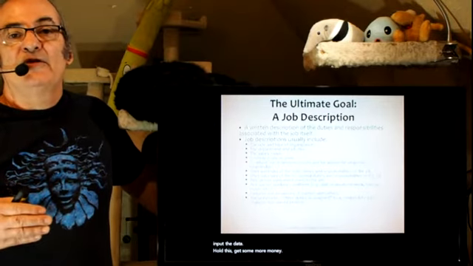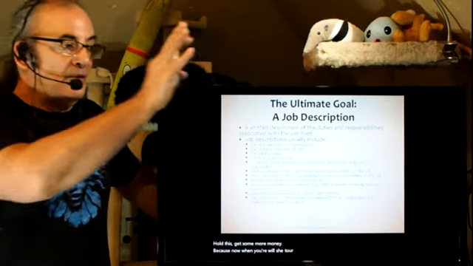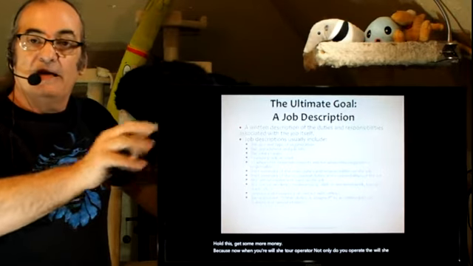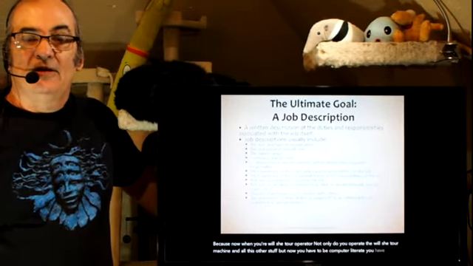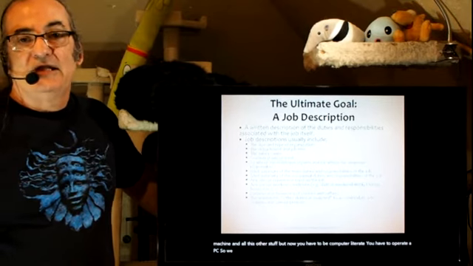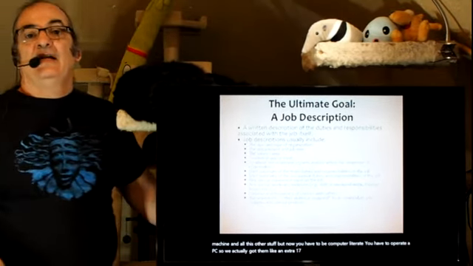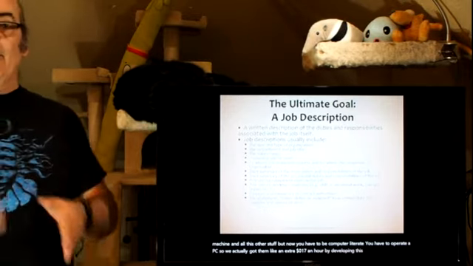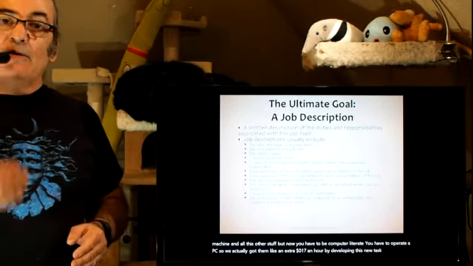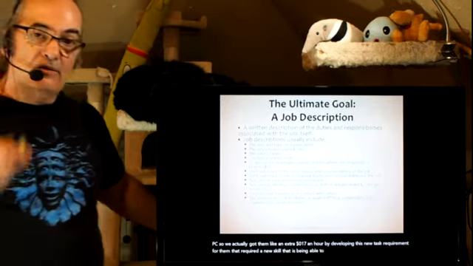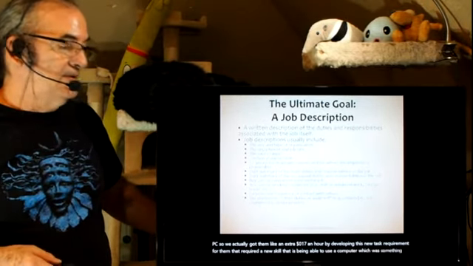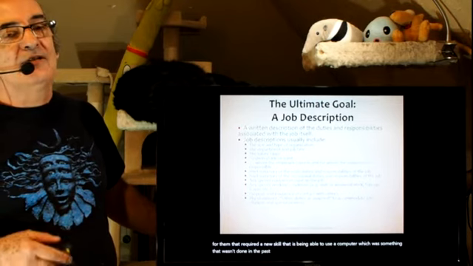Because now when you're a Will Sheeter operator, not only do you operate the Will Sheeter machine and all this other stuff, but now you have to be computer literate. You have to operate a PC. So we actually got them an extra 17 cents an hour by developing this new task requirement for them that required a new skill, being able to use a computer, which wasn't done in the past. Oh my God, what a task. That was a crazy idea.